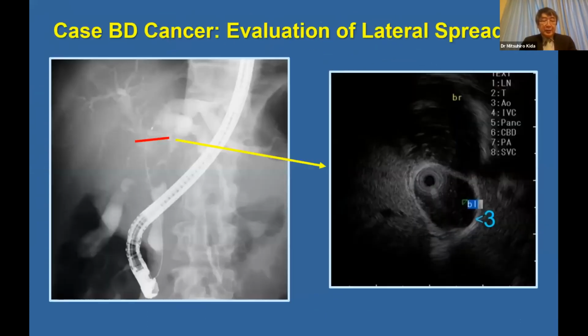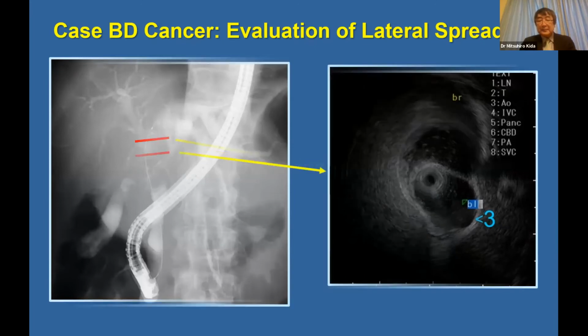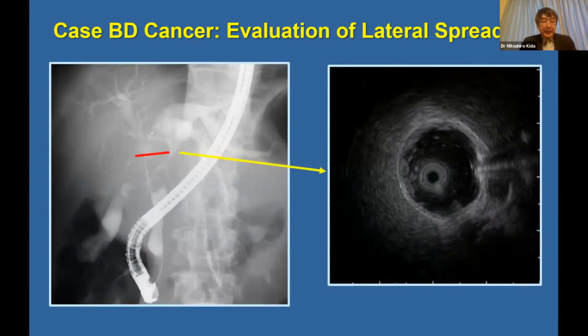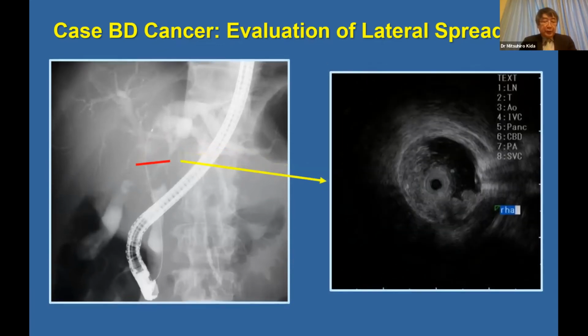IDUS showed the bile duct looks normal in this part, the right and left hepatic duct. Second, at the liver hilum, irregular thickening of the bile duct has started. Approaching the main part of the tumor, bile duct thickening increases.